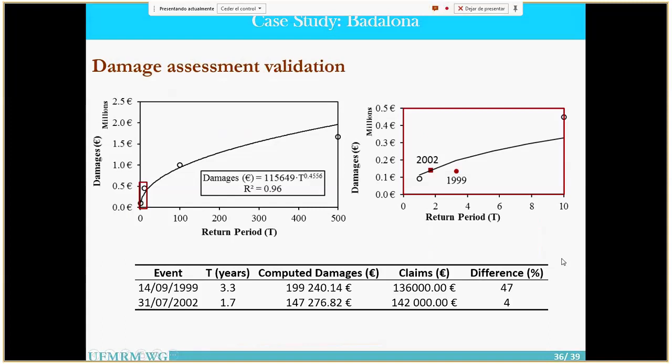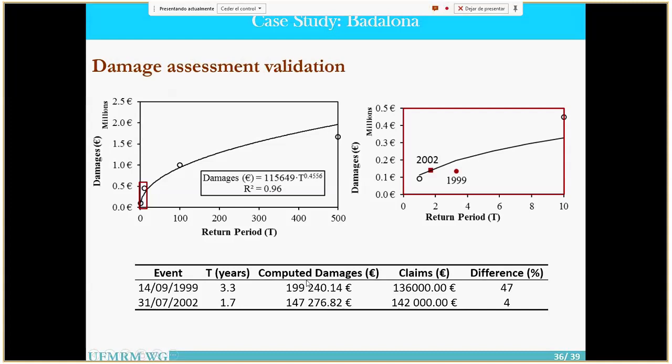Well, here a damages versus return period graph was plotted, and the potential function, as you can see here, was fitted according to these four points. Okay, this function was actually just required to interpolate damages, which are labeled here as computed damages, for different return periods, and to compare them with real damages, which are labeled as claims.